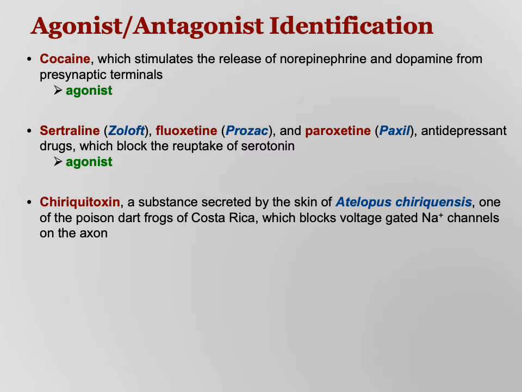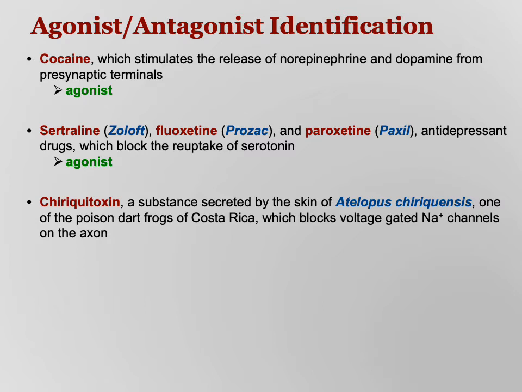chiriquitoxin, a substance secreted by the skin of Atelopus chiricensis, one of the poison dart frogs of Costa Rica. Have you seen these? They're cool. They're these little brightly colored frogs that live down in the rainforests of Central America. And what they do is they secrete toxins on their skin. And the people who live down there use them as blowgun toxins. They hunt using blowguns. You've seen it, like a long tube, and you have a little dart inside, and you blow it, and then you shoot like at monkeys up in the trees, and the monkey slaps itself where it got shot, and then in moments the monkey's paralyzed and falls to the ground, and then you got monkey for dinner. Dad, what are we having for dinner?